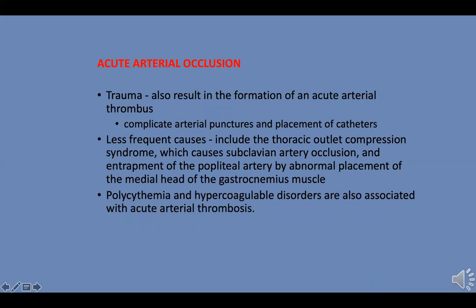Trauma also results in the formation of an acute arterial thrombus. This can complicate arterial punctures and placement of catheters. Less frequent causes include thoracic outlet compression syndrome, which causes subclavian artery occlusion, and entrapment of the popliteal artery by abnormal placement of the medial head of the gastrocnemius muscle. Polycythemia and hypercoagulable disorders are also associated with acute arterial thrombosis.